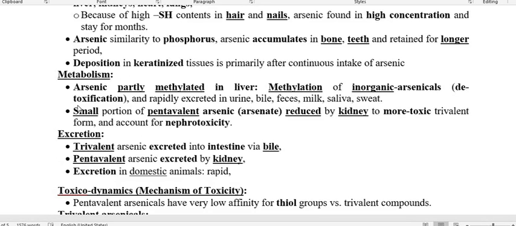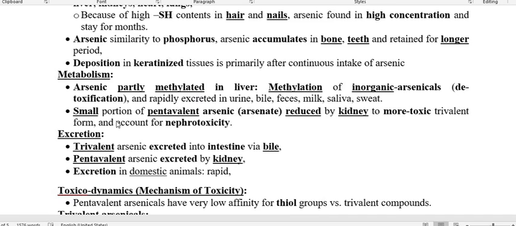So likewise, arsenic is methylated. A part of the arsenic gets methylated in the liver, and the methylated part of the arsenic, particularly the inorganic arsenic, is less toxic, or you can say it gets detoxified. So the methylated form of this inorganic arsenical in the liver is less toxic and is rapidly excreted, mainly through the urine, and also through bile, feces, milk, sweat, and saliva.